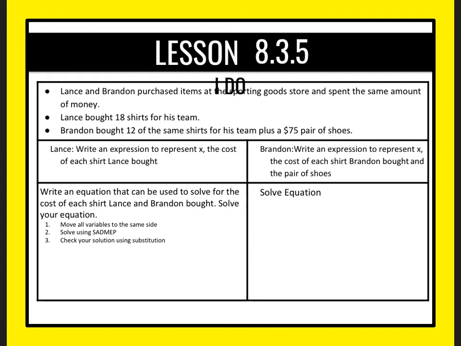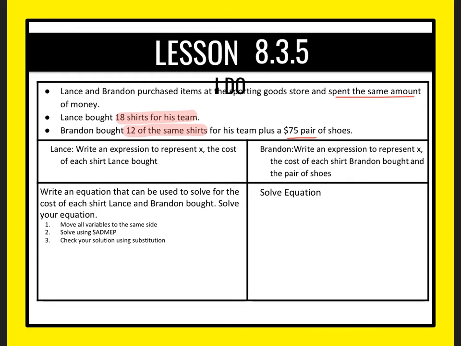Lance and Brandon purchased items at the sporting goods store and spent the same amount of money. Lance bought 18 shirts for his team. Brandon bought 12 of the same shirts for the team, but Brandon also bought a $75 pair of shoes. So I have to write an expression to represent the cost of each shirt that they bought, because here it tells me that they spent the same amount. So I need to figure out, well, what was the cost of each of those shirts?